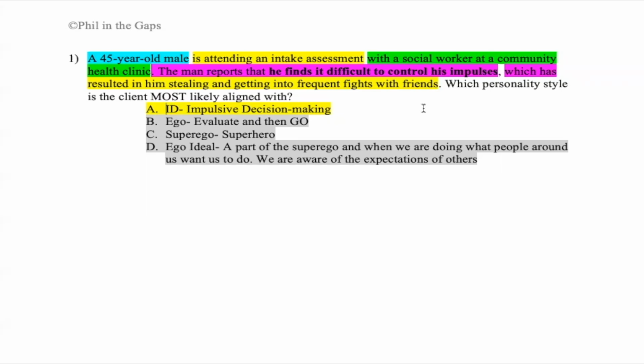B is incorrect because the ego would be somebody that's trying to balance the impulsive decision making and the demands of society, while C, superego, would be thinking about how to be a superhero and continue to have morals within the situation. So the correct answer here is A, id, impulsive decision making, based on the fact they're finding it difficult to control their impulses, as well as stealing and getting into frequent fights. The correct answer here is A, id. So that's how we look at that question in particular.